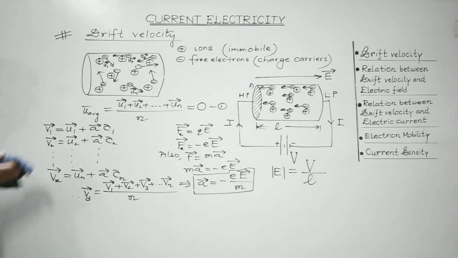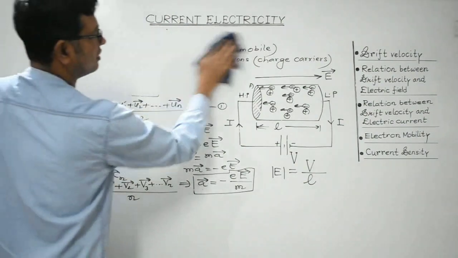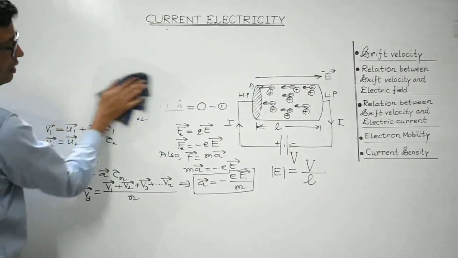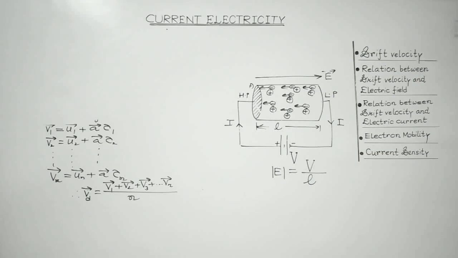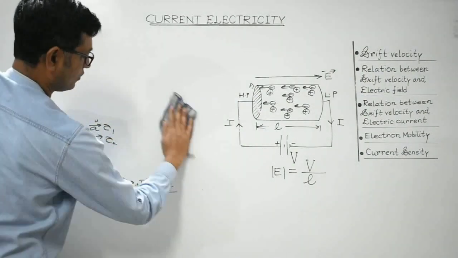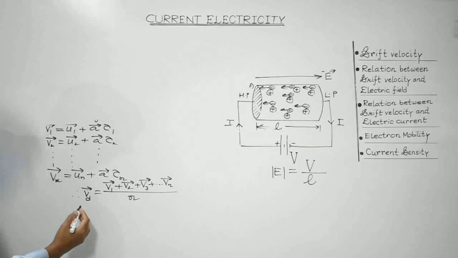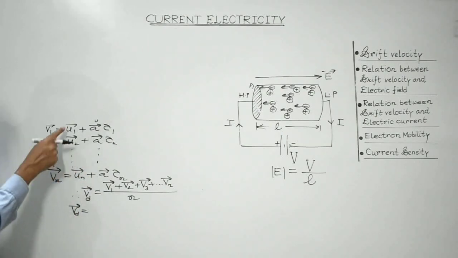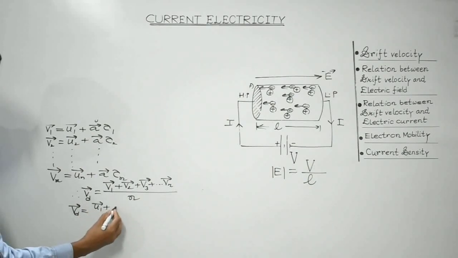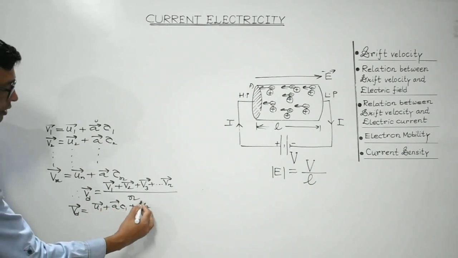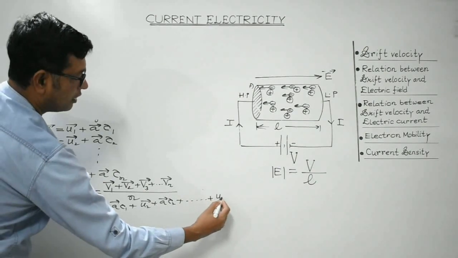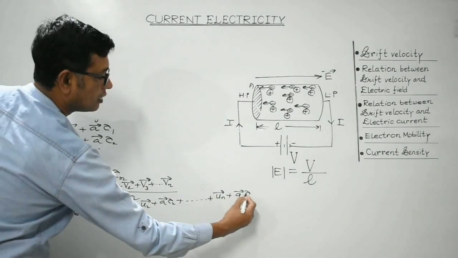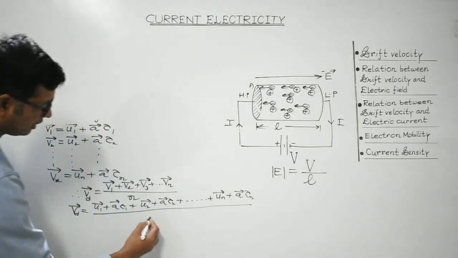So now let's substitute the values of V1, V2, V3 and so on, and let's get the result. What we get is VD vector equal to, substituting these values, U1 vector plus A vector tau 1 plus U2 vector plus A vector tau 2 and so on. Lastly, we will get UN vector plus A vector tau n, divided by n.